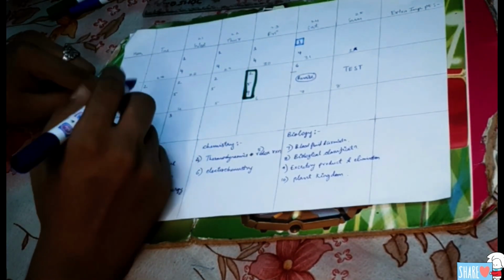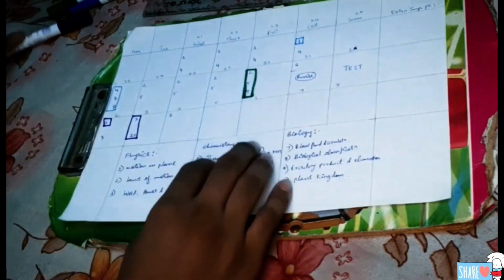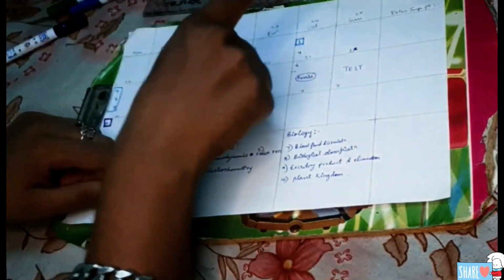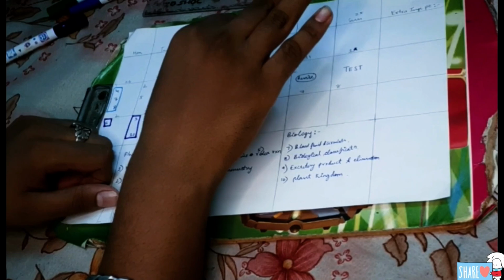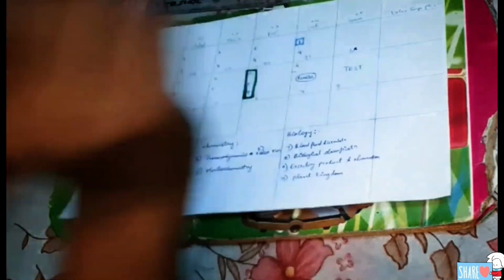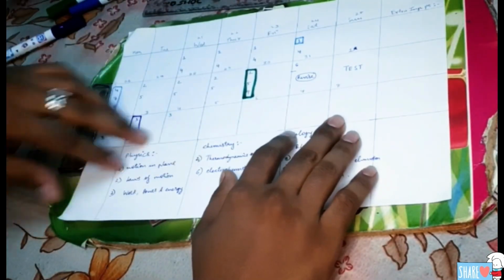Finally, the last bundle is 3, 6, 10. This is the last bundle. I have used 3 colors for different chapters.